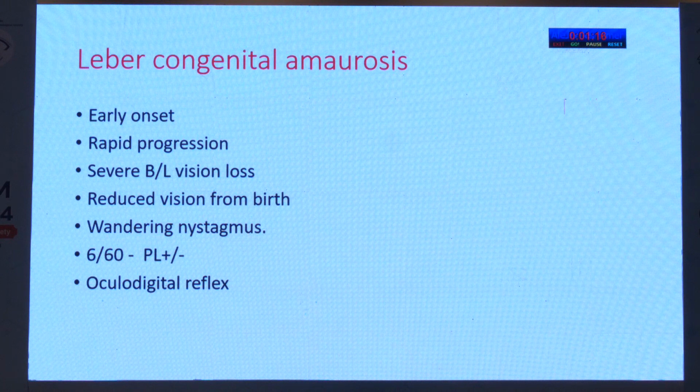Which is characterized by early onset, right from birth, rapid progression, severe bilateral vision loss, wandering nystagmus, and vision very poor, from 6/60 to PL positive, and the classical oculodigital reflex. So ERG is never studied in isolation. It is always with the signs, symptoms, age of the patient, and the ancillary investigations.